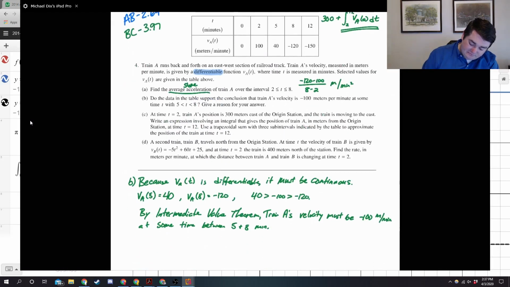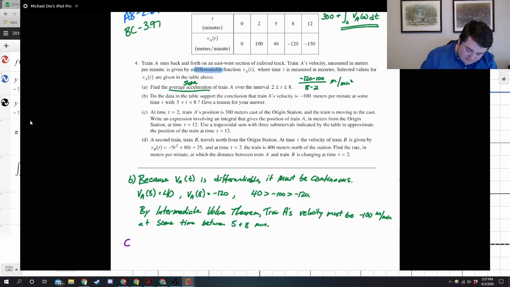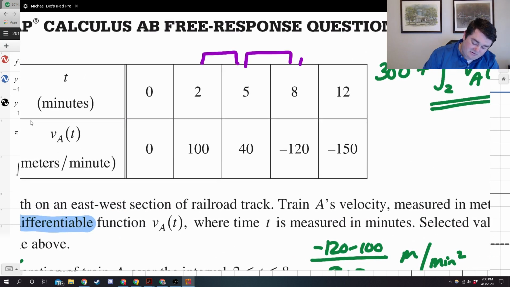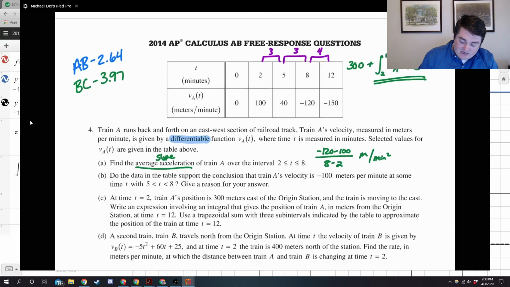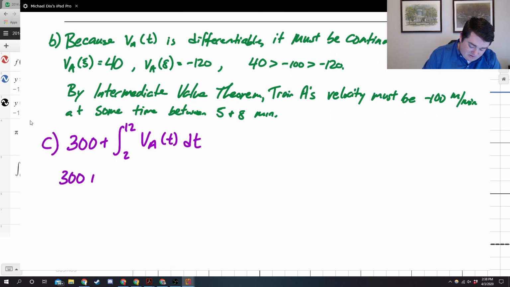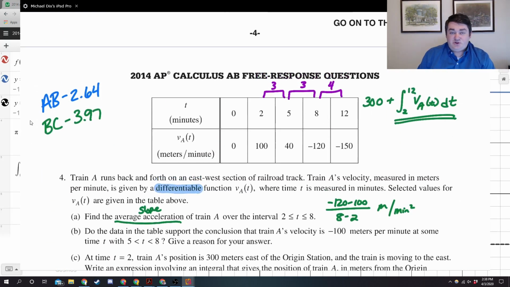So let me start piecing this together here. For part C, we're going to have 300 plus the integral from 2 to 12 of v sub a of t dt. But I'm going to approximate the area from 2 to 12 using these three trapezoids. I have a trapezoid with a base of 3, a trapezoid with a base of 3, and a trapezoid with a base of 4. Okay, I'm going to preach don't do more work than you have to here. Okay, this is going to be 300 plus this trapezoid approximation. I'm not going to get cute. I'm just going to write all three trapezoid areas independently.